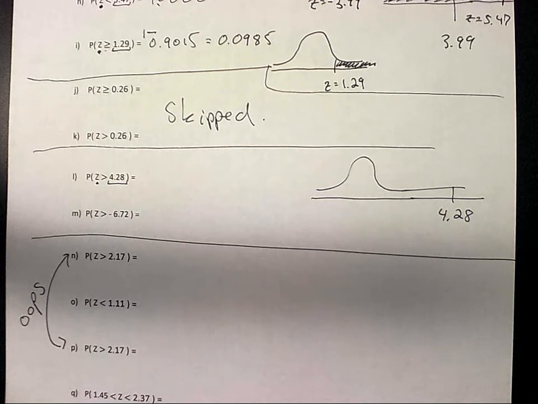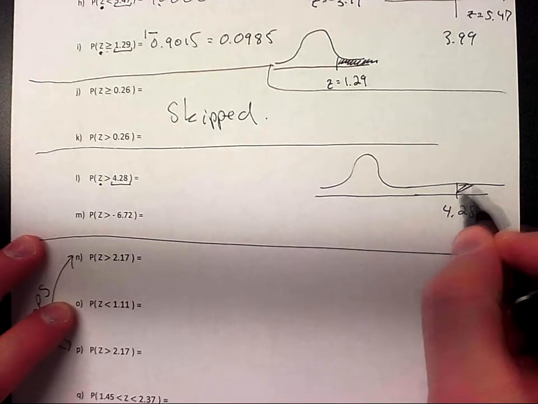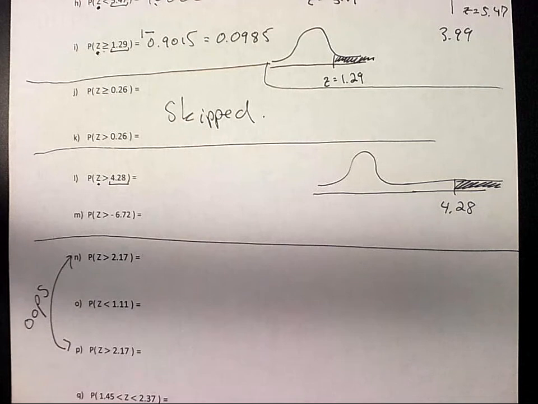The next step in the process then is to say, hey, which way are we going to shade? We want to be greater than 4.28. Right, is everybody good that we're looking for greater than 4.28? So we're looking for this area over here. So that's what we're trying to find. Our next step in the process is to look up 4.28 in our table.